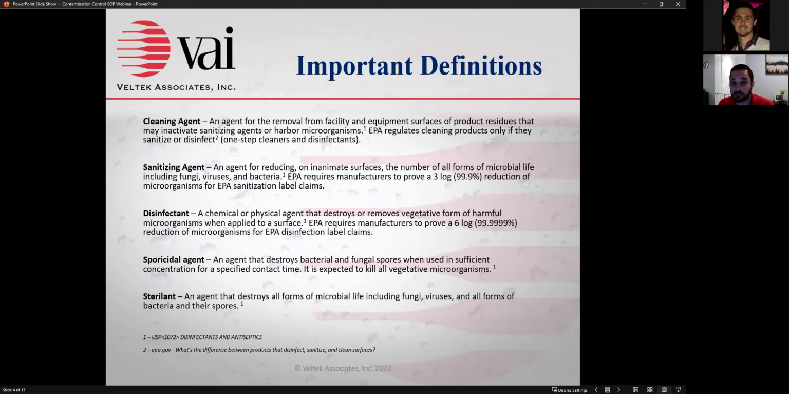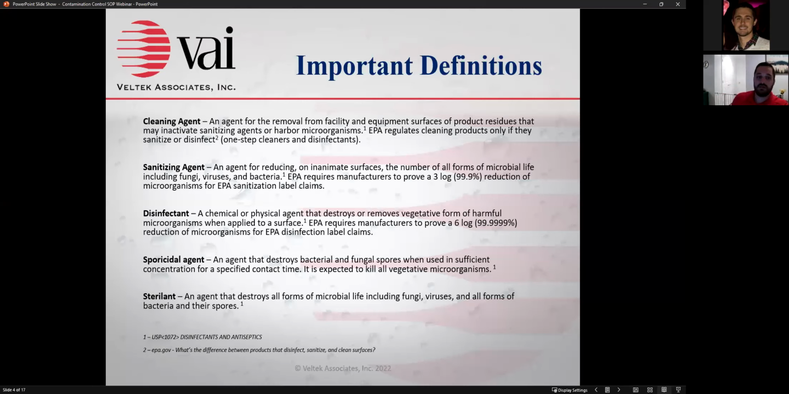So if something is marketed as only a cleaner and has no sanitizing or disinfecting label claims on there, EPA doesn't really do anything to classify that as a cleaner versus not a cleaner. So in theory, if you're cleaning something off of a surface that's water soluble, water can be a cleaner if that's its purpose. But if you want to go a step further as far as EPA definitions, there's the one-step cleaners and disinfectants. Those are regulated by EPA because they have those biocidal label claims that they need to validate.